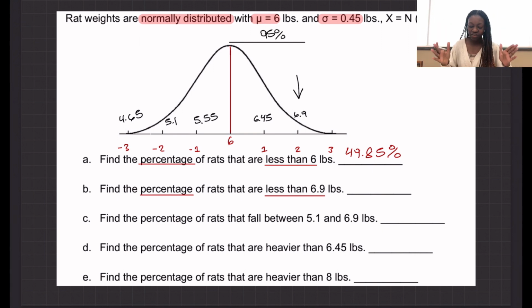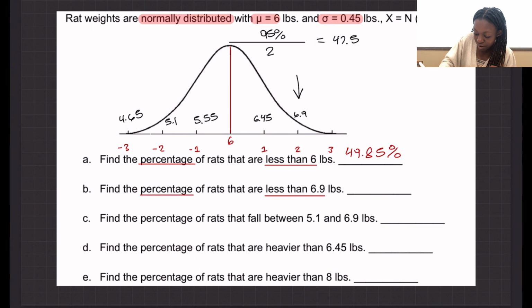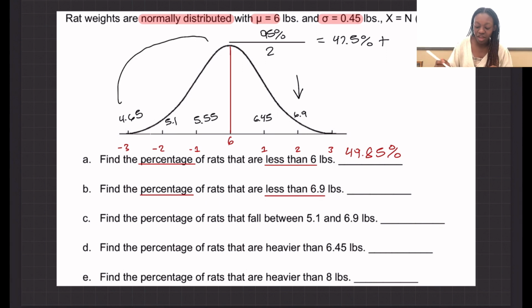95%. Because to get to the second deviation, remember that that value is 95%. But since we're only on one side, it's half of 95%. So we're dividing it by 2. That is equal to 47.5% plus the number from the first question, since we're including all the values that we found on that half of the curve, plus 49.85%. So I'm adding those values together in my calculator, don't do this offhand, and I got 97.35%. That is the percentage of rats that are less than 6.9 pounds.